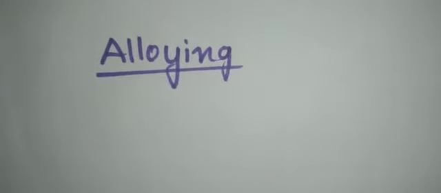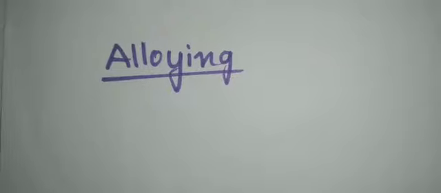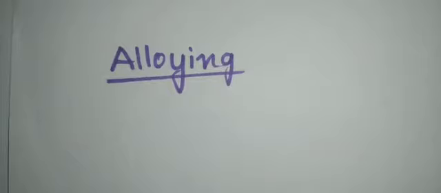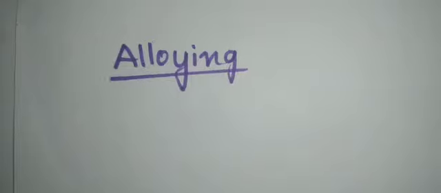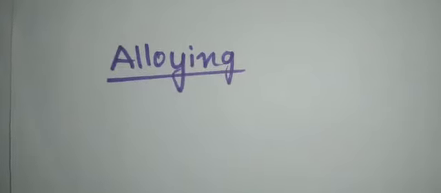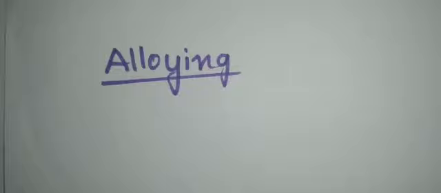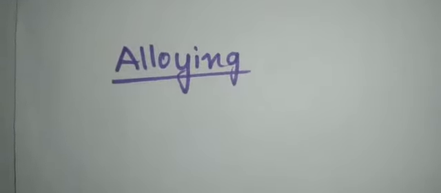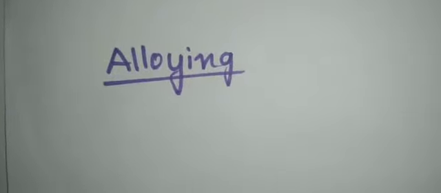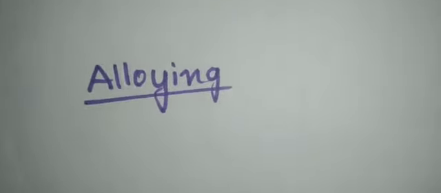Alloying is a very good method of improving the properties of metals, and we can get the desired properties by this method. For example, iron is the most widely used metal, but it is never used in its pure state. This is because pure iron is very soft and stretches easily when hot, but when it is mixed with a small amount of carbon, only 0.05% of carbon, it becomes hard and strong. So this is about one kind of alloying of iron.